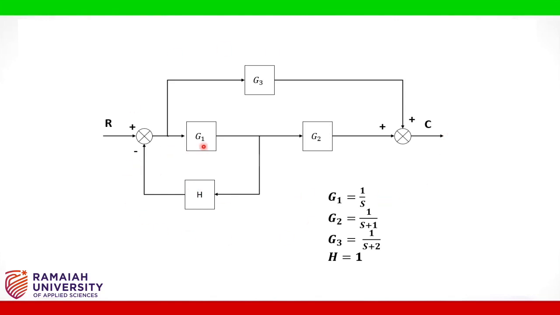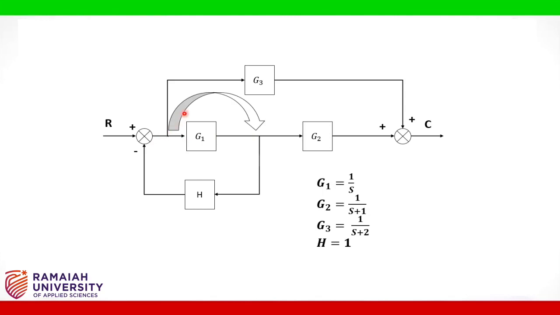Now let's see this block diagram where G1 is given as 1 by S, G2 is given as 1 by S plus 1, G3 is given as 1 by S plus 2, H is equal to 1. Now we'll reduce this G1 and H, which forms a negative feedback system. So if we have to transfer this node to the other side of the G1, then we'll have to multiply a fraction to shift it to this point along with G3.